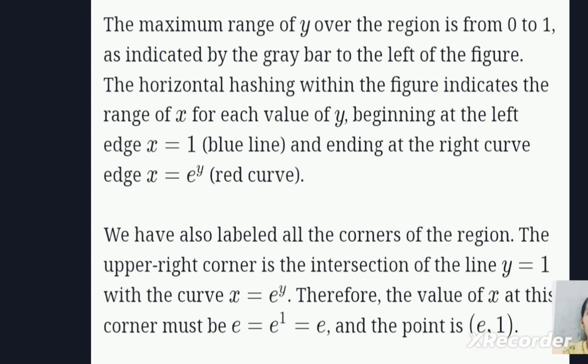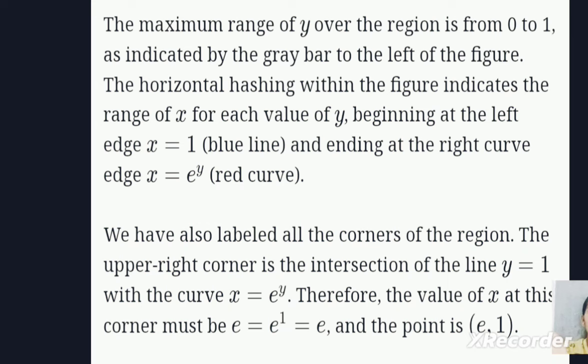The maximum range of y over the region is from 0 to 1, as indicated by the gray bar to the left of the figure. The horizontal hashing within the figure indicates the range of x for each value of y, beginning at the left edge x equals 1 and ending at the right curved edge x equals e to the power y. The curve is in red and the edge x equals 1 is the blue line.